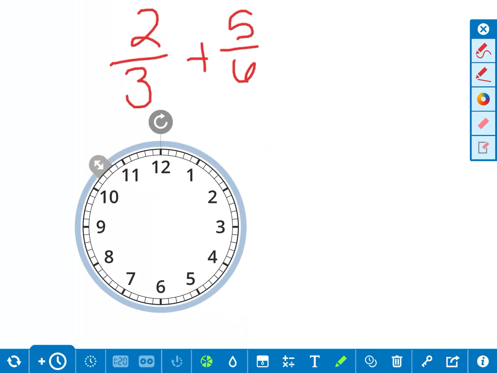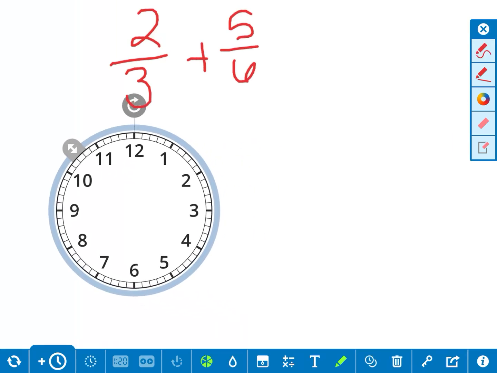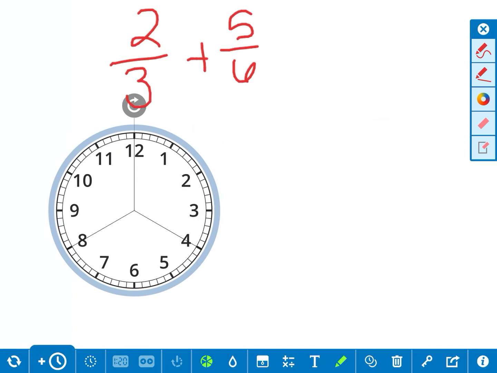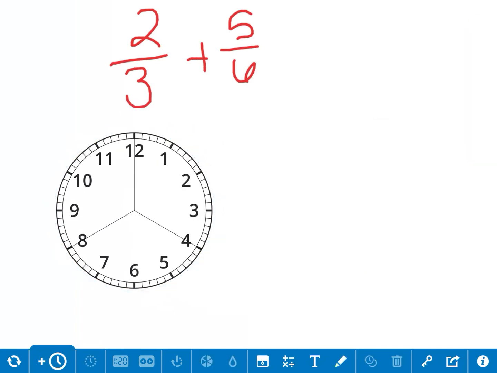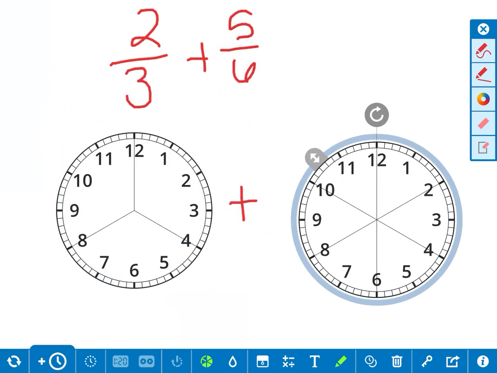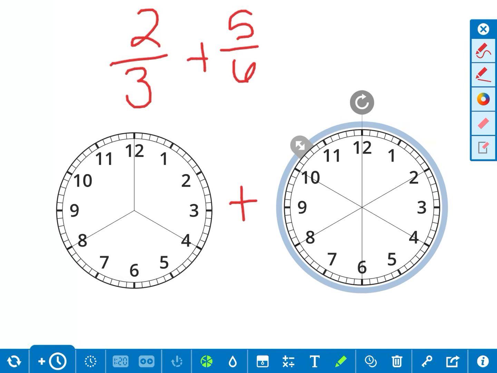The Clock app is great for showing you how to split your clock into parts. So let's take a look here. I'm going to start by splitting my clock into thirds. How many parts? Well, my denominator is 3, so I want to split it into 3 equal parts. Click OK. And then I'm adding 5/6, so I want to split my next clock into 6 equal parts. Click OK. Here are the 2 clocks that I will need for my problem.